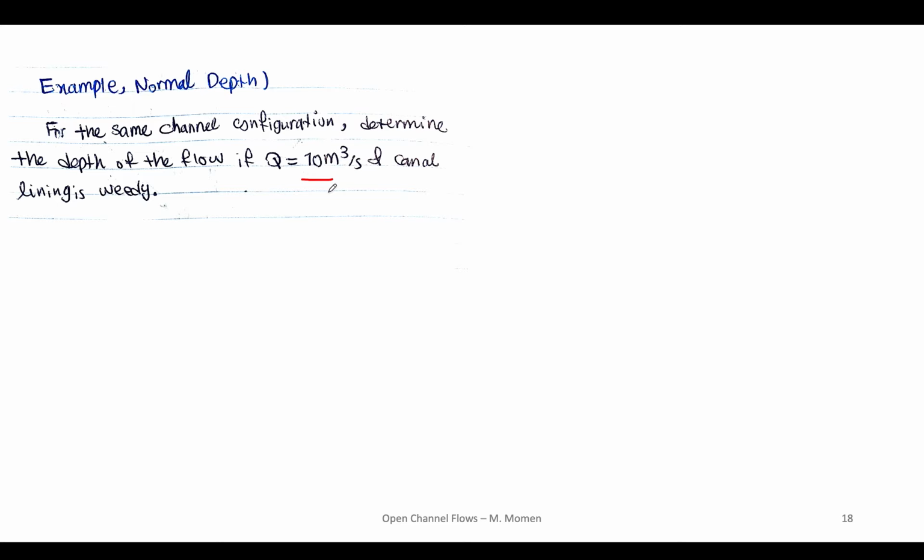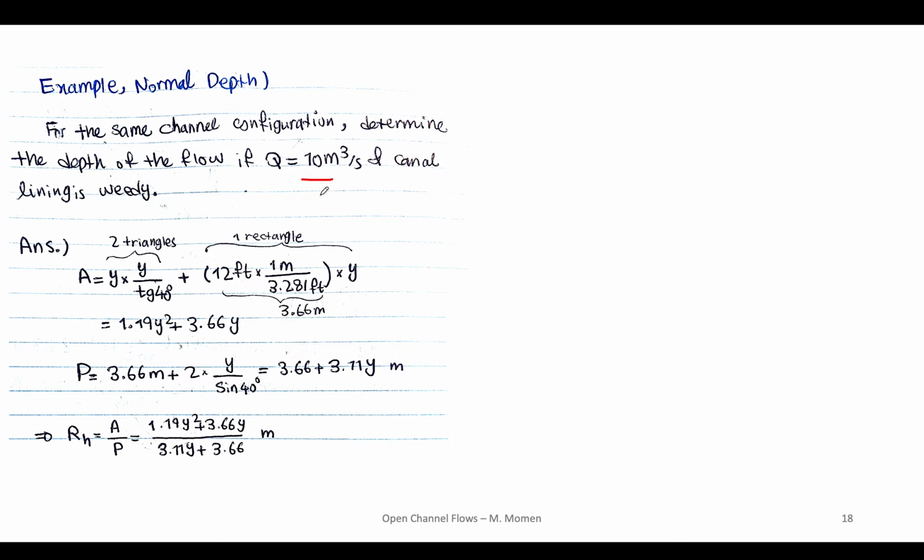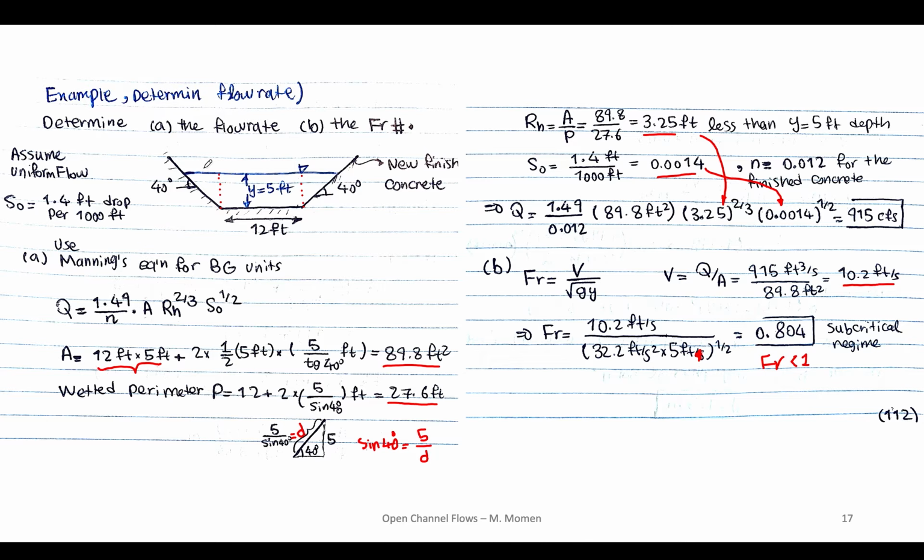Okay. So again, we are going to use Manning's equation, but first we need to find the area and wetted perimeter in terms of SI units. So this is the area for these two triangles here.